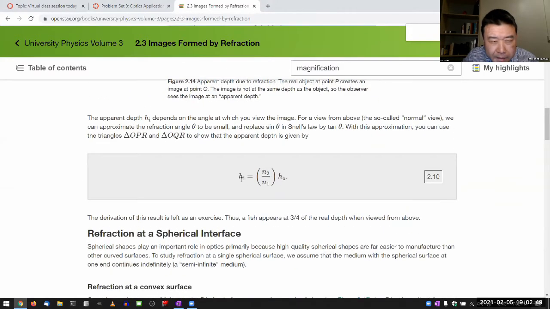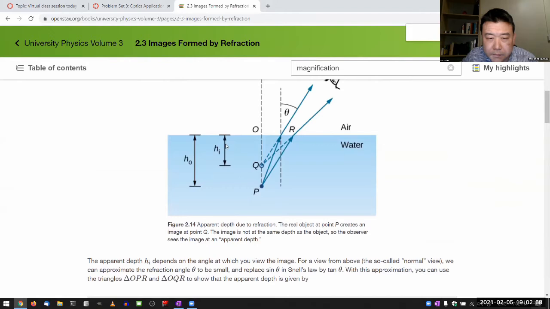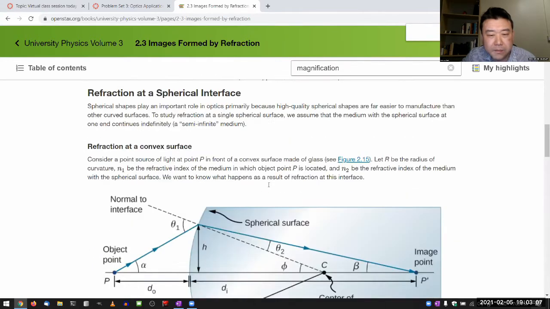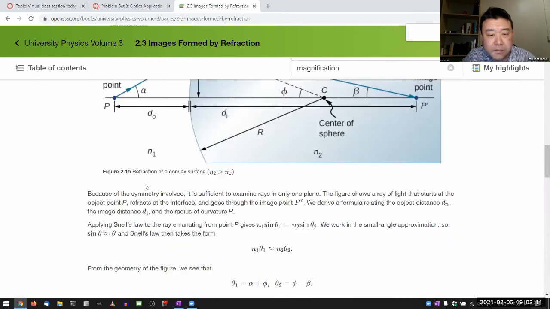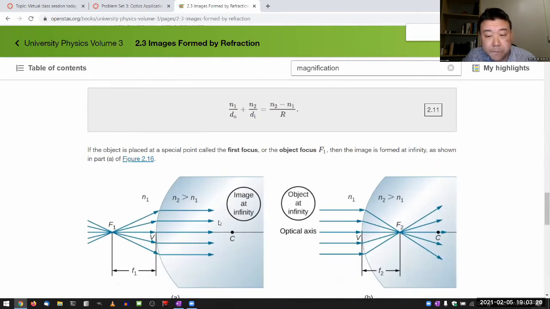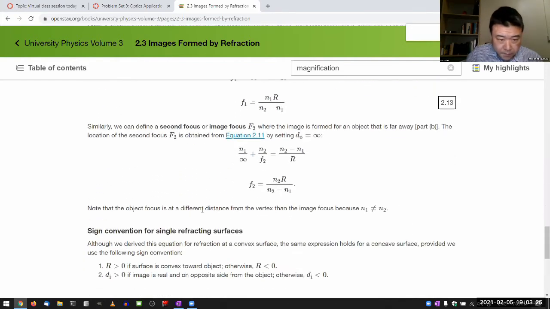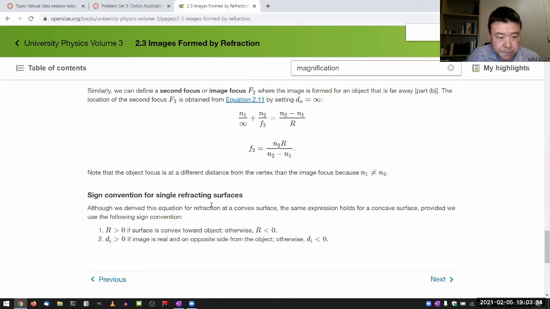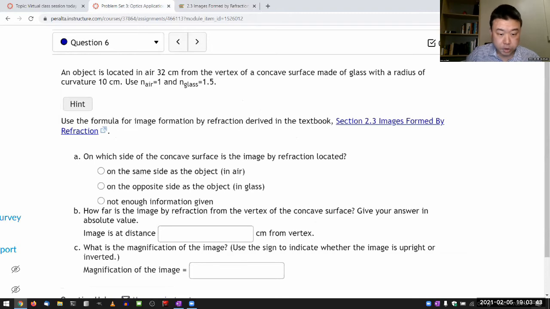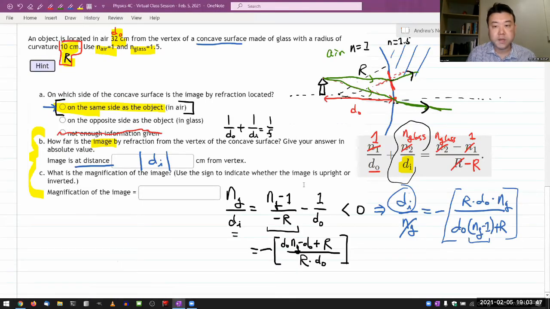Magnification, let's see. Here it is. Can I use this operand? I don't know if I can use that. Let's see here. Yeah, it's not telling me the formula. What it should be is, let me just quickly draw the figure that I'll need to do it.